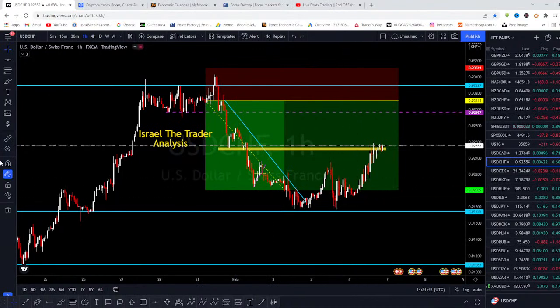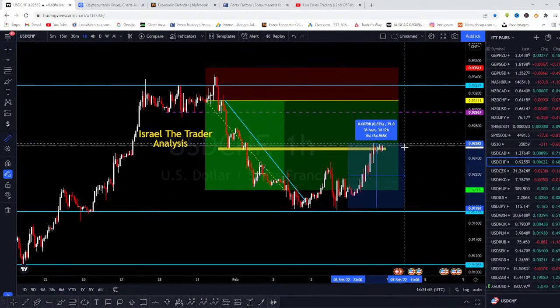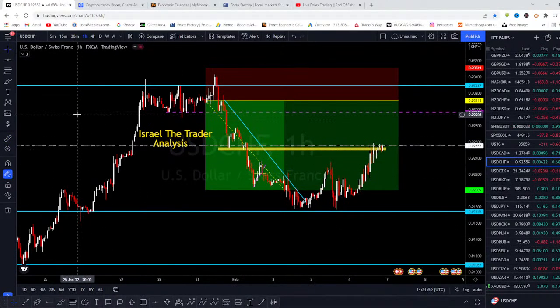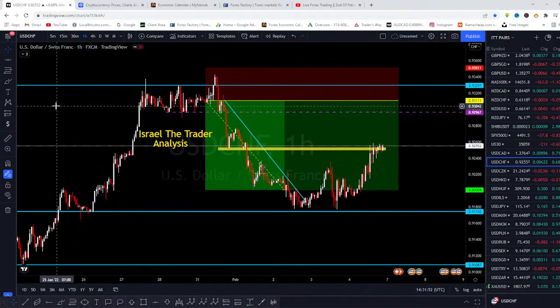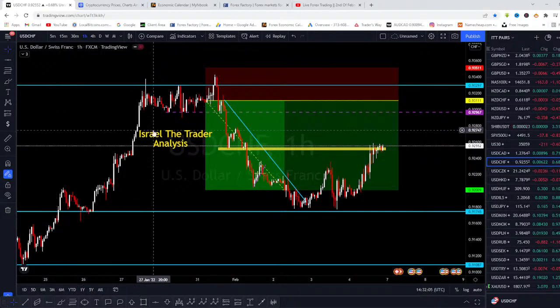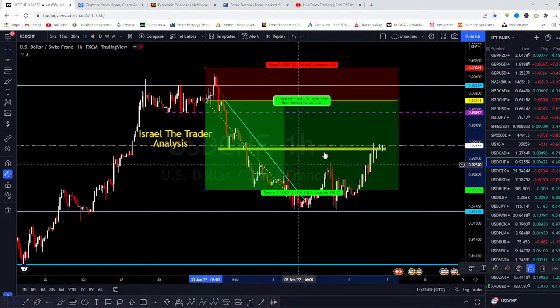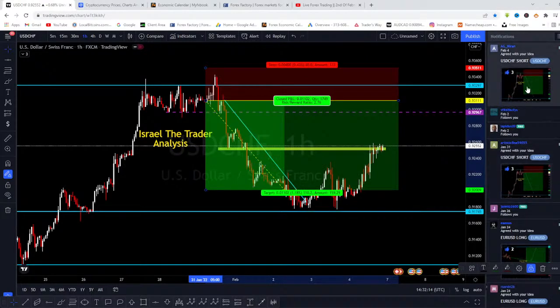I didn't want to buy right here, guys, because I was already in USD CAD, and the correlation between USD CAD and USD CHF is positive, right? So I didn't want to get into the same trade, the same pair that moves together. That's why I refused trading USD CHF anymore after it hit my final take profit for 110 pips.